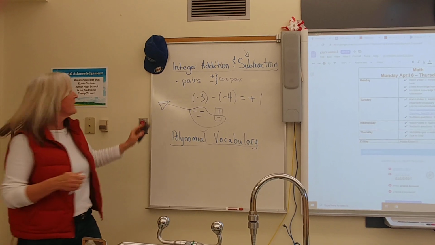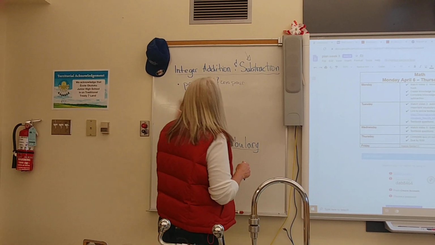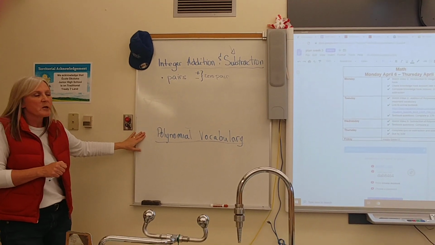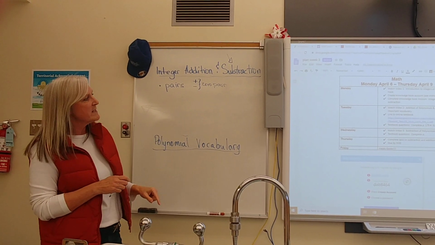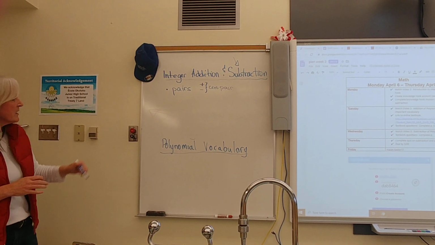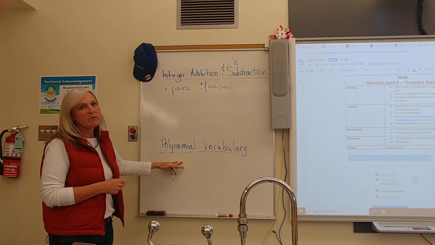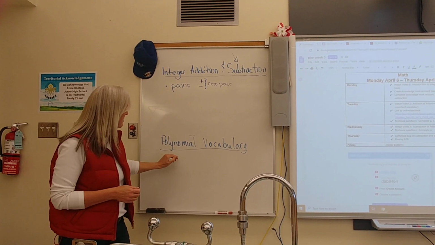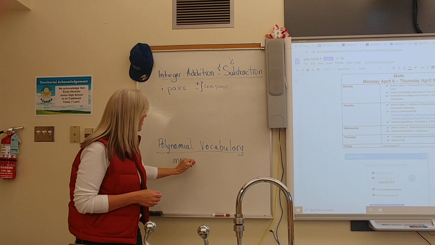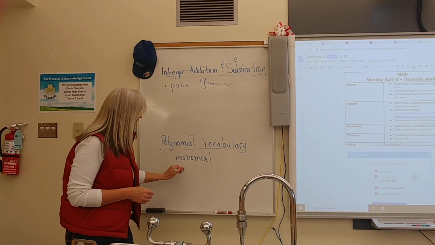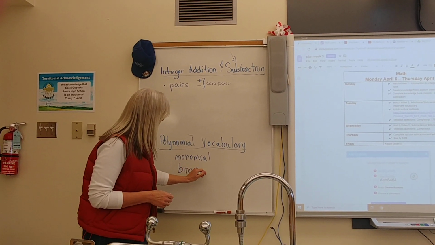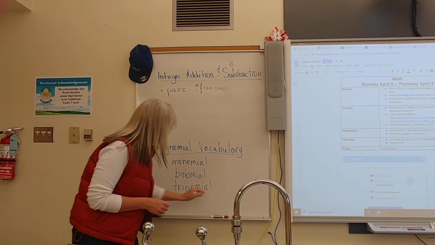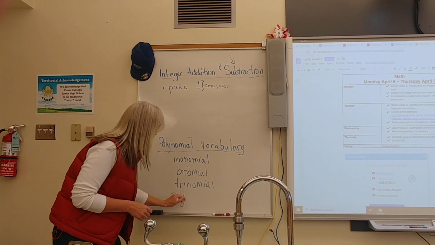So why all this review of integers? Because when we get into polynomial addition and subtraction tomorrow and Wednesday, it's going to just help you out. Some vocabulary that we want to review that you probably did at the beginning of this unit. When we have a polynomial, we can have a monomial, a binomial, a trinomial, or a polynomial.